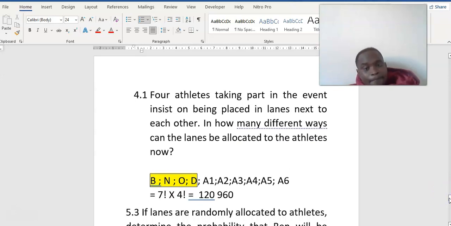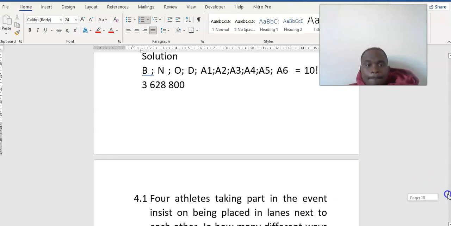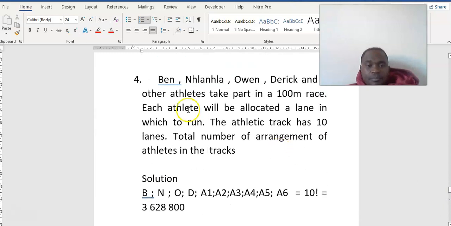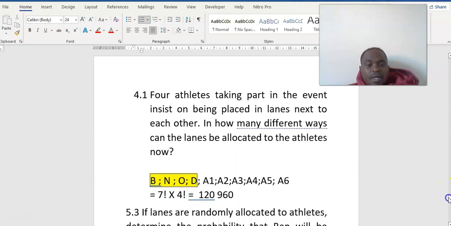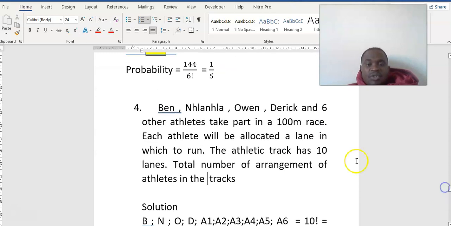Okay, so here we have B, N, O, D. What is B? B is Ben, N, Nklankla, O, Owen, D, Derek. Okay, so we have these ones. Then we have athlete 1, athlete 2, athlete 3, 4, 5, and 6. So, because there are 6 other athletes. Alright.